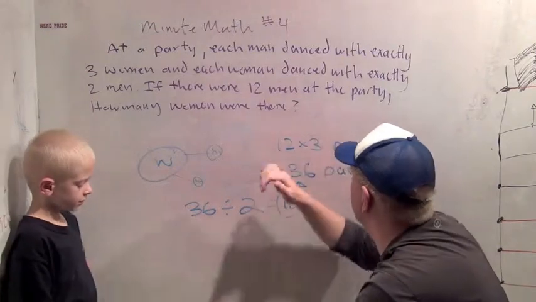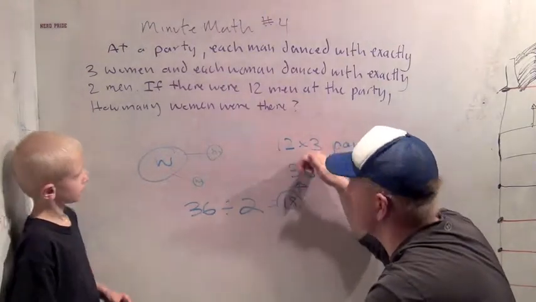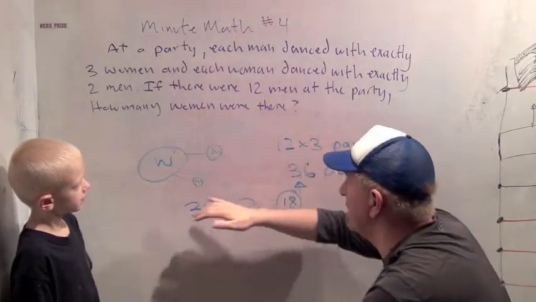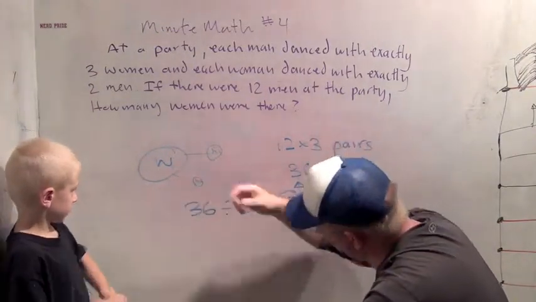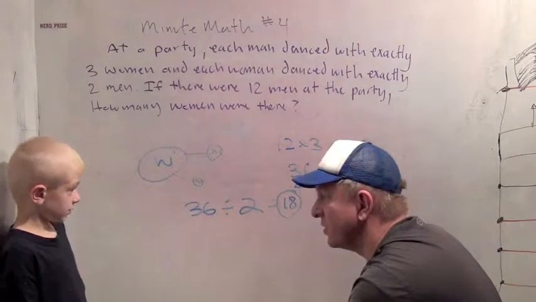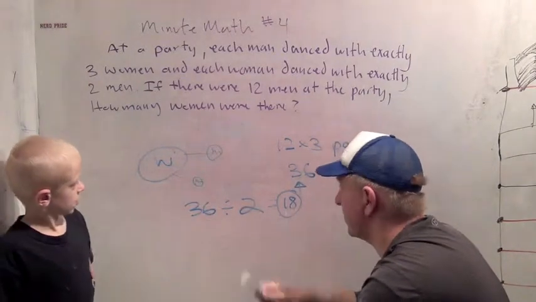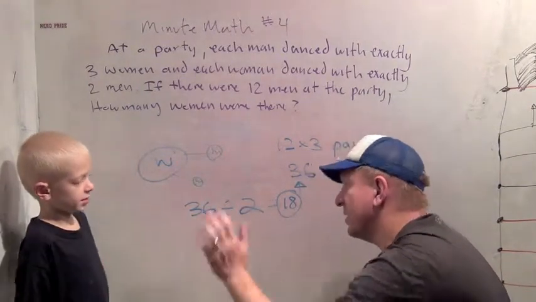Yep. So what we did is we counted the pairs with the men. 12 times 3 was 36. And each woman had 2 pairs, so we had to figure out the 36 divided by 2. And we figured out that 36 divided by 2 was? 18. 18. Okay, good job.